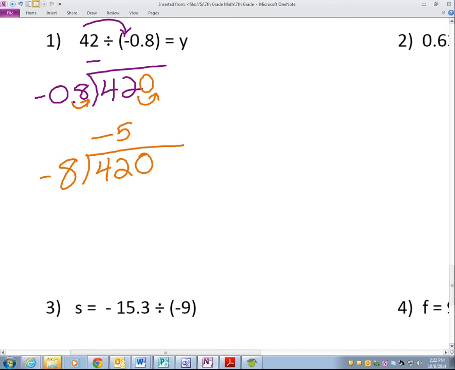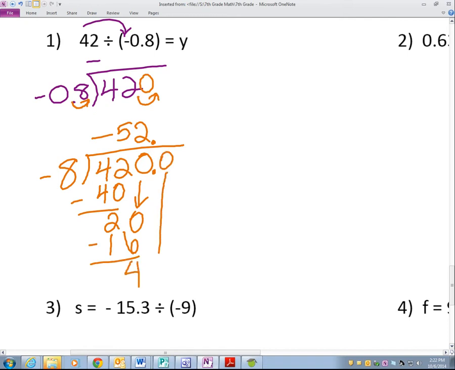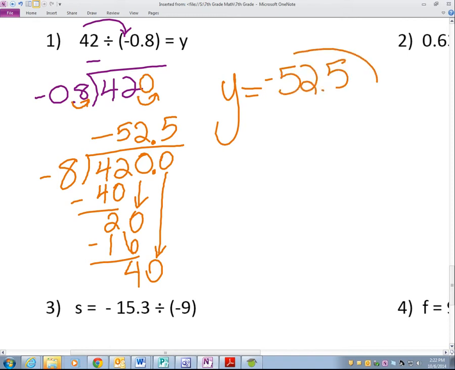So we have 5 here. That would be 40. Goes down. Okay. 2. 16. 4. Down. 5. So our answer is y equals negative 52.5.